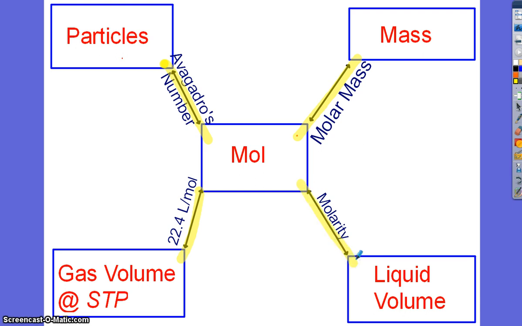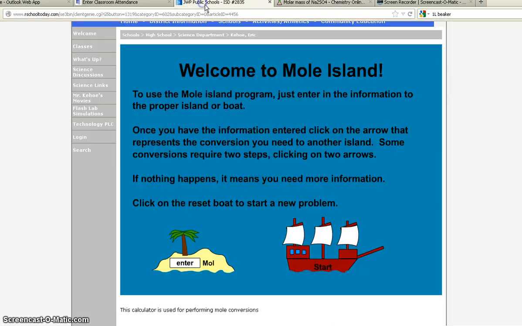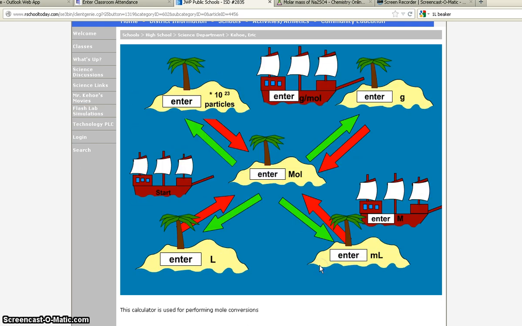Okay? I do have a simulation, or I don't know if simulation is the right word, but I do have a mole calculator online. You can find it by going to my site and then going to Flash Lab Simulations. And once you're there, you'll see something that's called mole calculator. So you get to it and it tells you how to do it. You hit start and you get this cool little graphic thing with all the different islands that I just showed you.